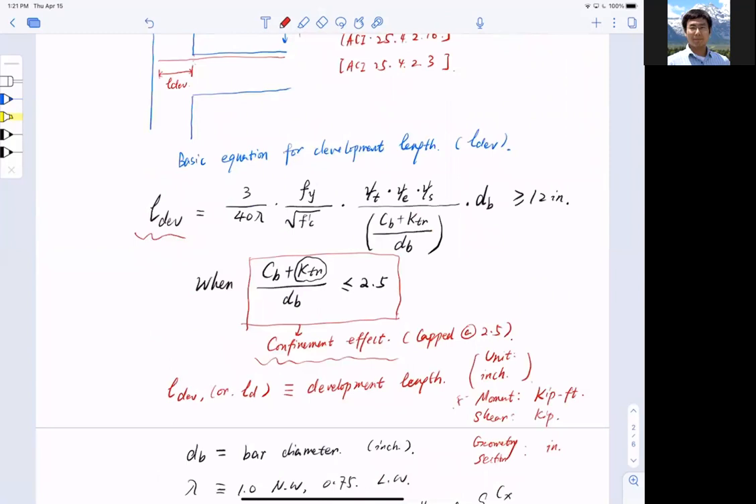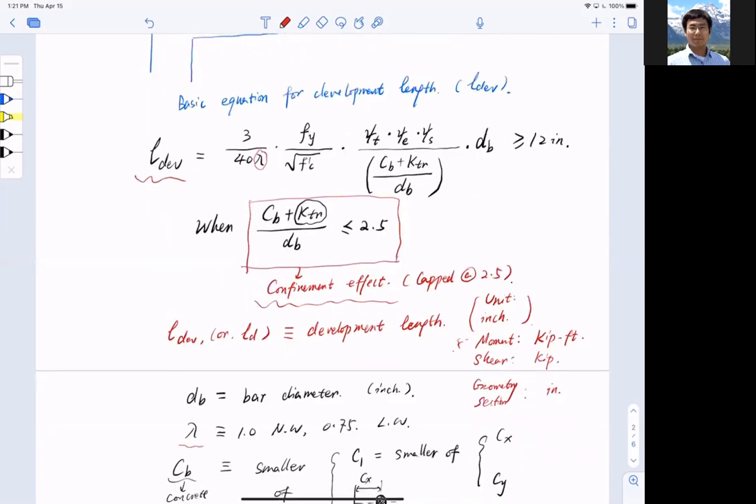right? What is in this equation? First of all, lambda in the equation is an indication of lightweight or normal weight concrete. I never talked about this in detail, but why is lambda always equal to 1 in most cases and 0.75 for low weight? That is all something to do with the strength of the concrete. So the lower the density is, the weaker the concrete is, right?